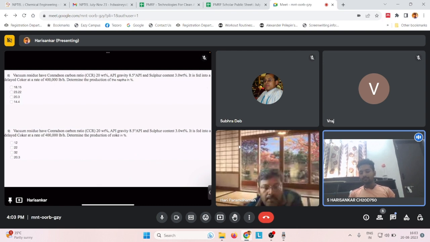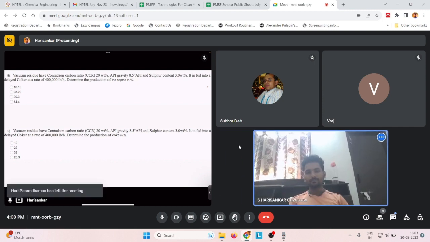So next question. These two questions are actually slightly related to each other. The first one: a vacuum residue has a Conradson carbon residue, CCR, of 20 weight percent, API gravity of 8.5, and sulfur content of 3 weight percent. It is fed into a delayed coker at a rate of 400,000 pounds per hour. Determine the production of the naphtha percentage. Do you want to give it a try and tell me what the right answer could be?